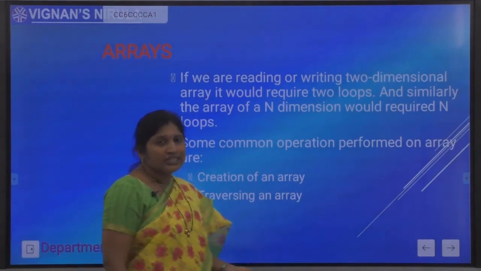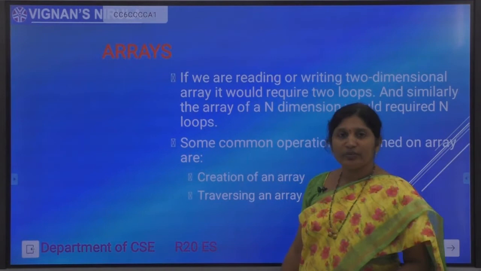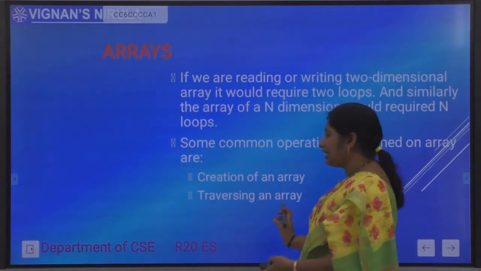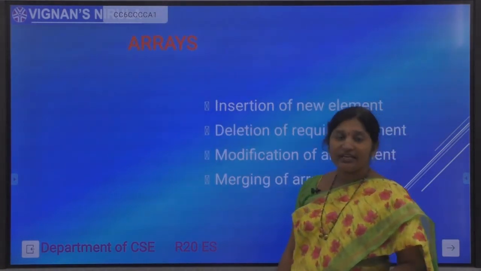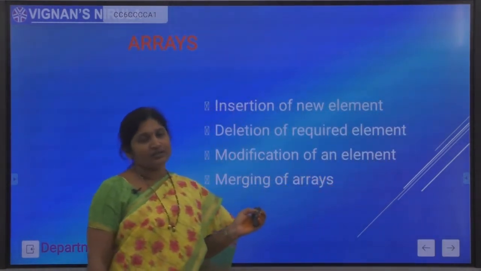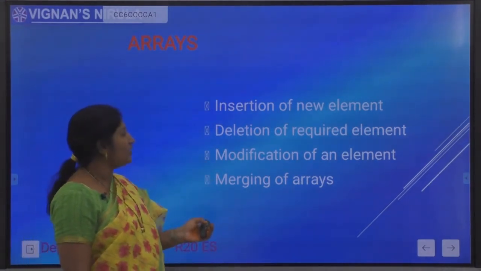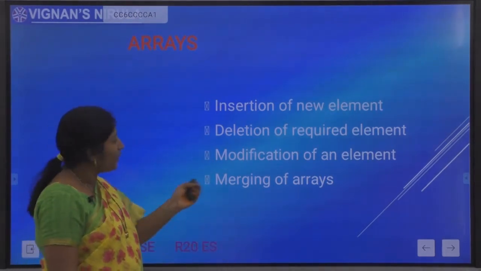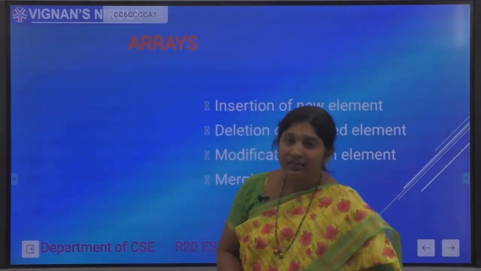So the next thing is, what are the basic common operations that can be performed on arrays? I can create an array declaration by using declarative statements. I can traverse the array, search for an element within the array elements, sort the array elements, insert a new element, delete an element, and merge two arrays. I can apply these on arrays.